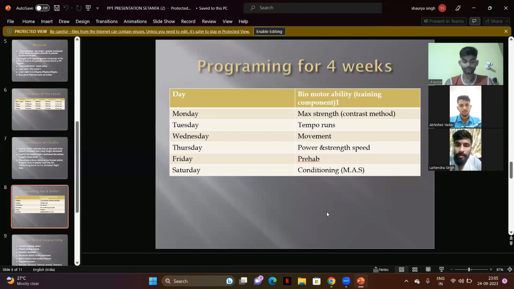Friday will be about the prehab. It will be injury prevention and focusing more on the recovery. Saturday again will be the only conditioning session which I have, and that will consist of a MAS based on his yo-yo score and 2 kilometer time, which is around 4.5 meters, 5.0 meters per second. That is the starting point, and we are going to progress it with 5.5 and 6.0 if the athlete responds to this.